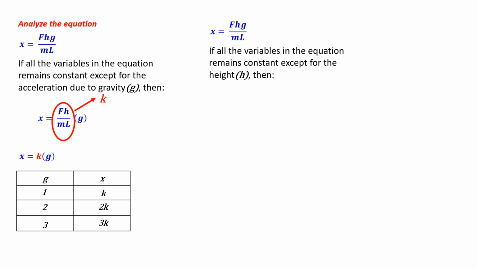The location of g is already incorrect. So far, let me highlight the equation. g, not possible. L is not possible. M, it's possible. How about the other forces, or if force is kept constant? Let's take a look at h. If all the variables in the equation remain constant except for height, let's take a look.